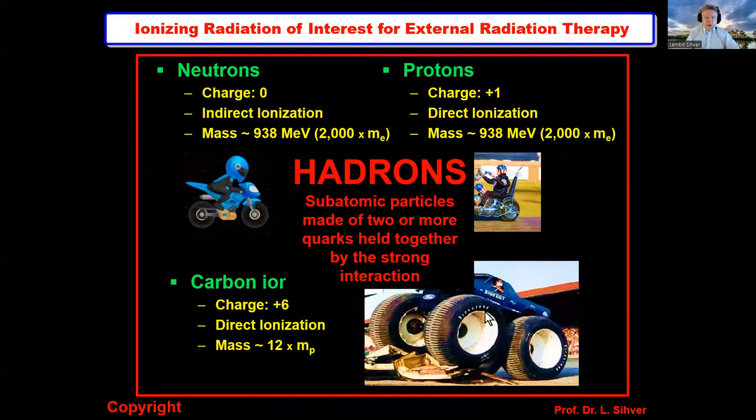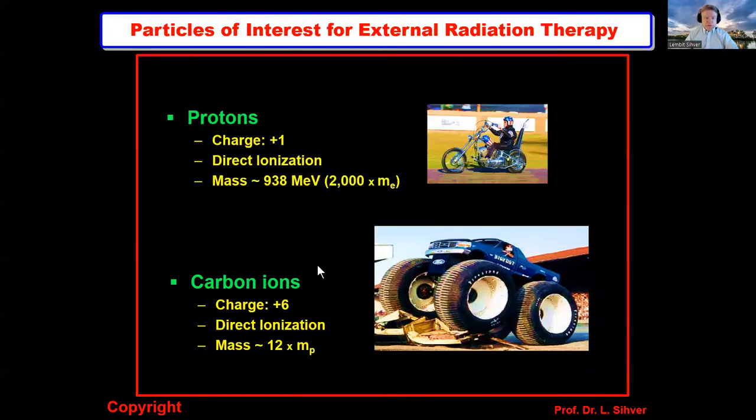Then we have the hadrons. They are the neutrons, protons, carbon ions. Hadrons are subatomic particles made of two or more quarks held together by the strong interaction. And we will concentrate on the protons and the carbon ions.